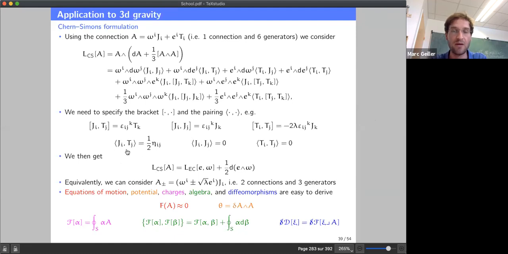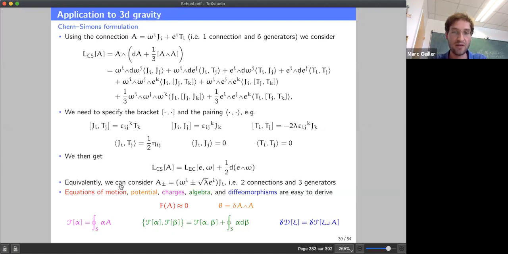So this pairing, I didn't want to call it the trace because here it's not, strictly speaking, a trace, because you see that if I was tracing the product of 2, for example, SL2R generators, I would not get 0. So this is why I just call this a pairing and not a trace. So it's just, if you want at this stage, a notation that tells us that whenever we have J and T, this gives us eta, and J with J is 0, T with T is 0.